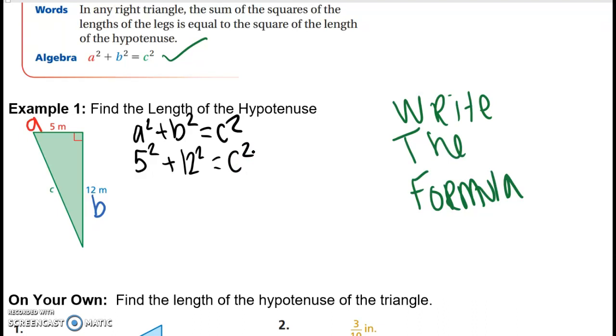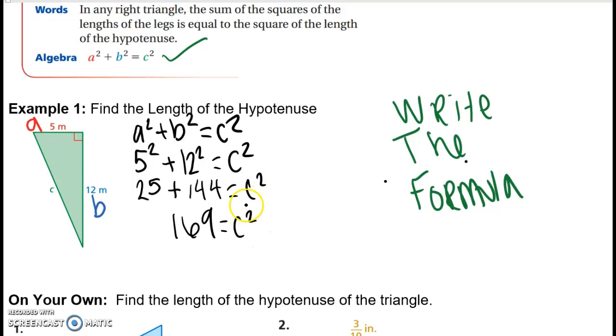Next step, we are going to square the 5. We get 25, square the 12, we get 144, and that equals our c squared. Add these two together and you get 169 equals c squared. However, though, we are not finished yet.